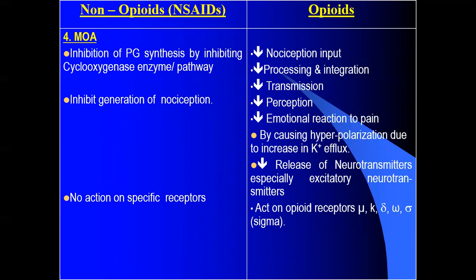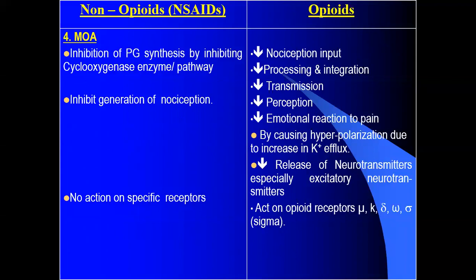Mechanism of action: NSAIDs inhibit prostaglandin synthesis by inhibiting the cyclooxygenase enzyme pathway, you all know, hence inhibit generation of nociception. What is nociception? It is perception of the stimulus like cold, heat, trauma, any stimulus. Then no action on specific receptors. However, opioids decrease the nociceptive input, that is the feeling over the skin, processing and integration as the signals travel through the neurons and are integrated within the brain. Transmission back comes by the efferent fibers onto the skin, so that becomes perception. And then emotional reaction to the pain, that is withdrawal of the limb, withdrawal of the forearm. This is the reflex, actually, we call it, or someone can scream out. So this is emotional reaction to pain.